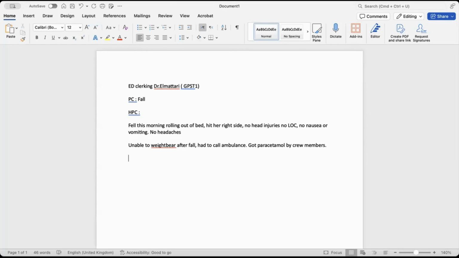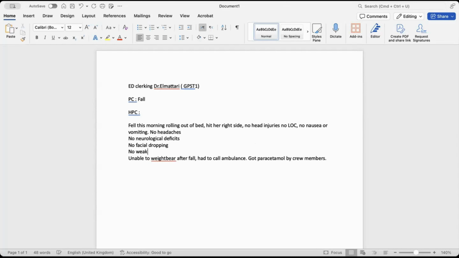So let's say we're happy with our history. We've asked as much history as we can for this patient. We're happy that there was no issues, no neurological deficit, for example, just to rule out any strokes, no facial drooping, no weakness. So this patient just fell, basically.